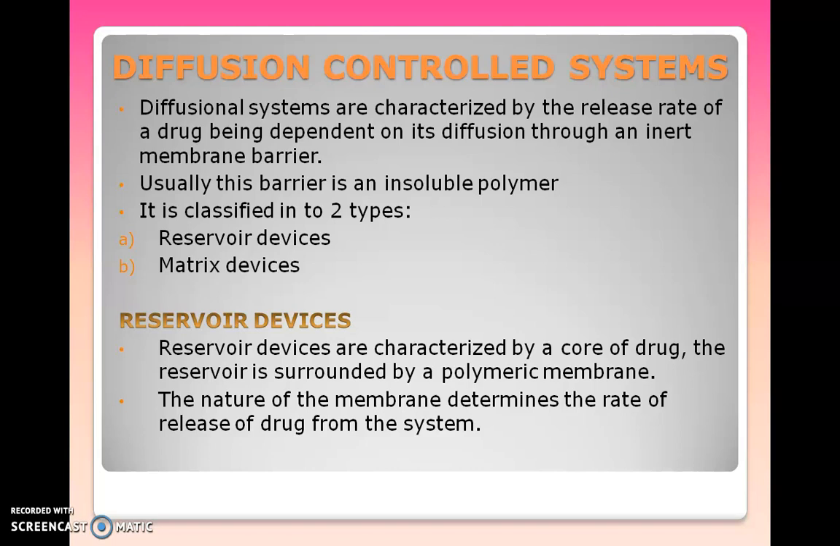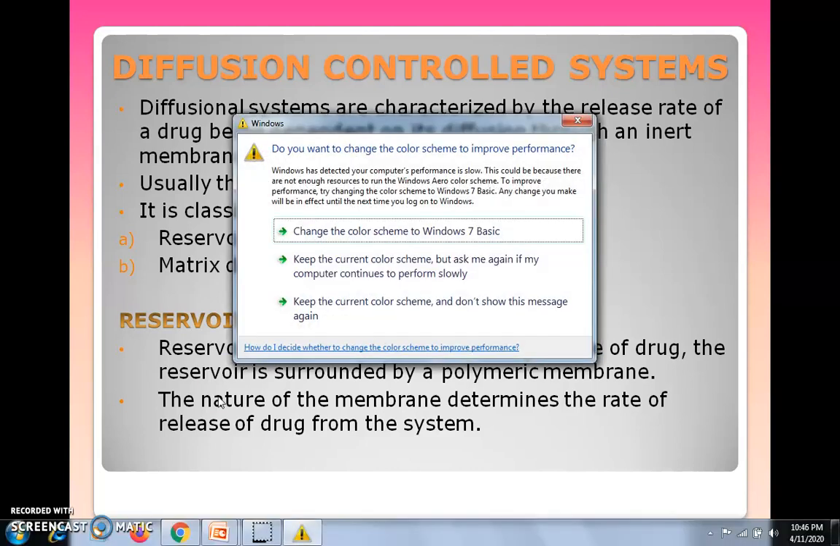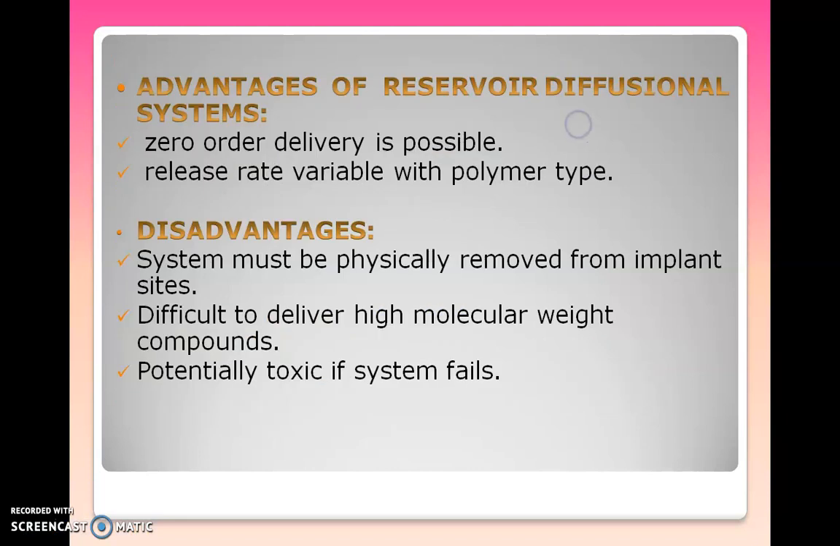The nature of the membrane determines the rate of release of drug from the system. Here the nature of membrane means the properties of polymer, that is its solubility as well as its porosity. Advantages of reservoir diffusion systems. The main advantage of reservoir diffusion system is that we can achieve zero order delivery by these systems, means controlled release drug delivery system is possible.